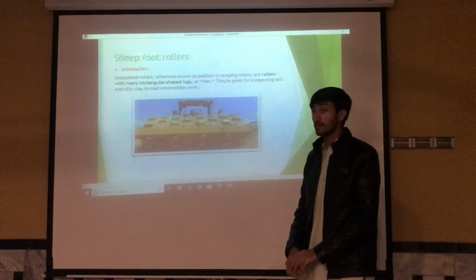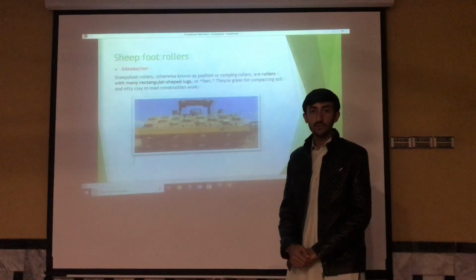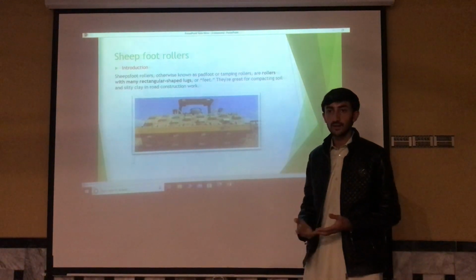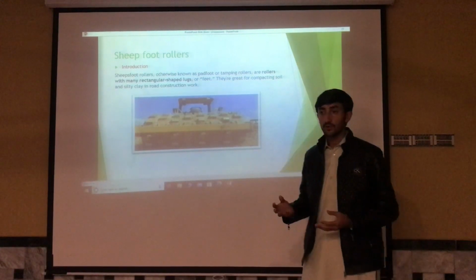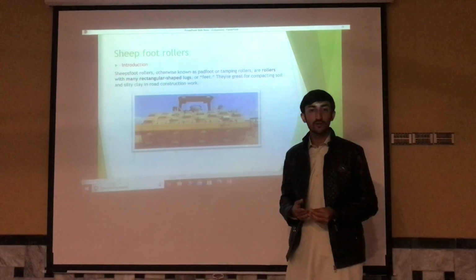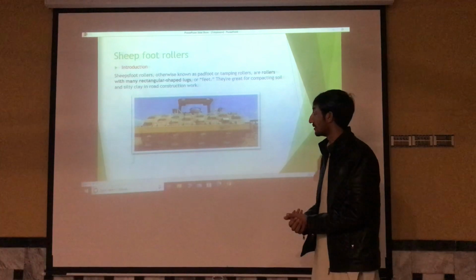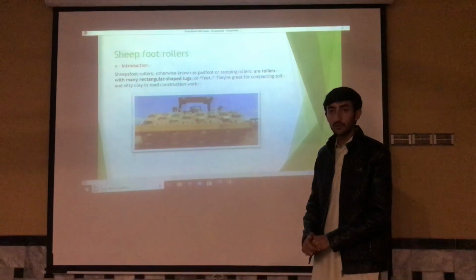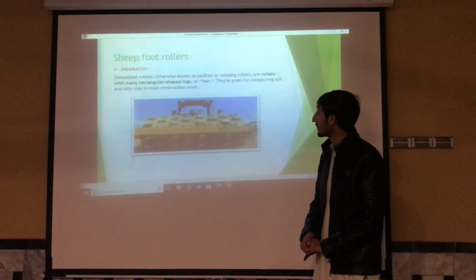Let me first make a background for you. All the compactive equipment use 4 compactive forces to compact a soil or to densify a soil. The 4 compactive forces are: one is the static pressure, another is known as manipulation, the third is impact, and the fourth is vibration. All the compactive equipment used are based on these 4 compactive forces which they use to densify the soil.